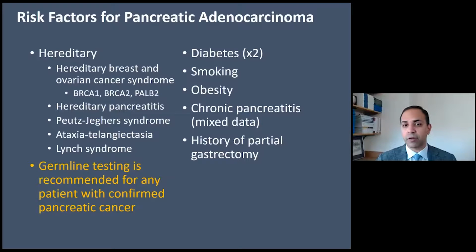Almost 10% of pancreatic cancer patients have some inherited genetic variation or mutation that may have increased their susceptibility, and this is not always associated with a strong family history. Because of this, germline testing is recommended for any patient with confirmed pancreatic cancer, and genetic counseling is recommended for any patient who tests positive for a pathogenic mutation or patients with a strong positive family history.